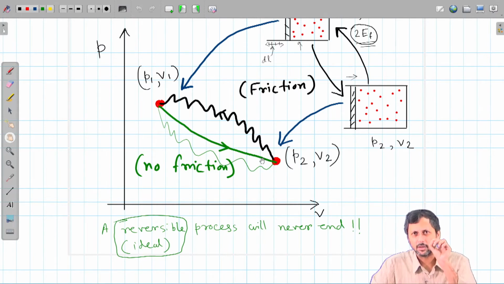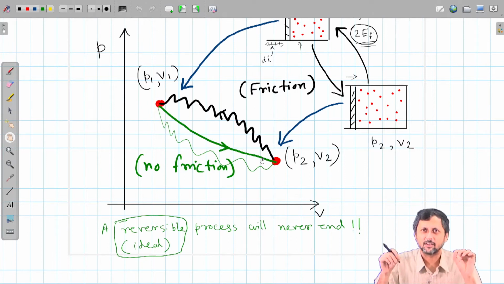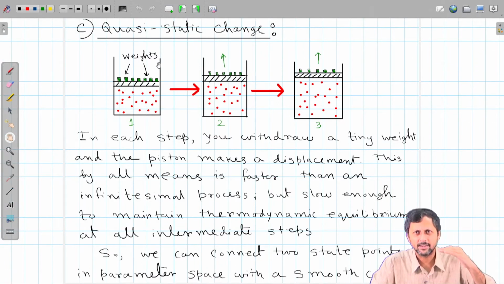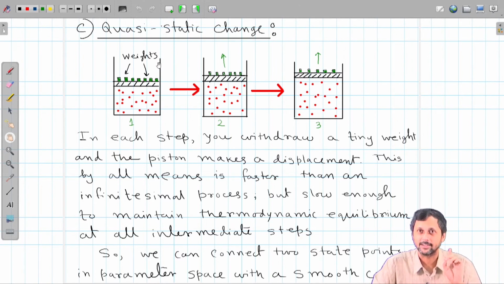At every point, basically a straight line is an infinite array of points, and at every point the system is in equilibrium, which is not practical. Every time we reduce a tiny weight, it will move up slightly and there will be an intermittent non-equilibrium state in this gas assembly. That is a must, you cannot ignore that, you cannot avoid that, it will happen for any finite change.